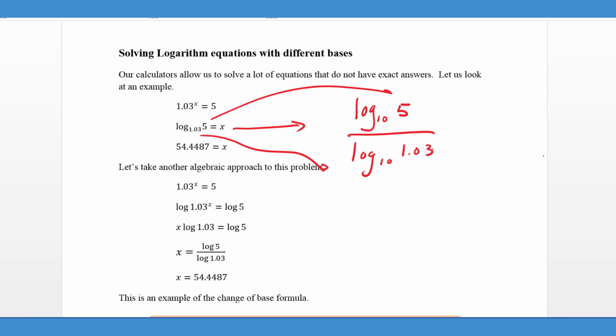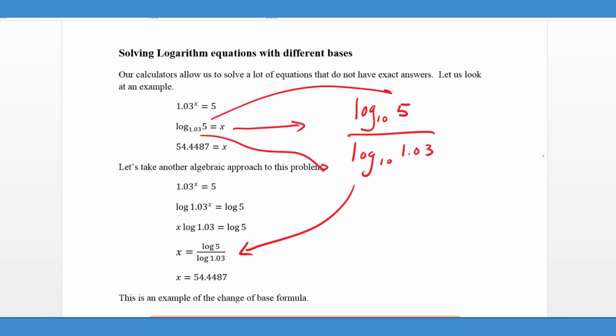And so what we've done here is we've used what's called the change of base formula, and this is going to come out to be the same value of 54.4. And of course that's what we've got going on down here. Obviously base 10 is not written, it's a common logarithm and it's understood. So this is an example of how you can create the change of base formula by using different properties.